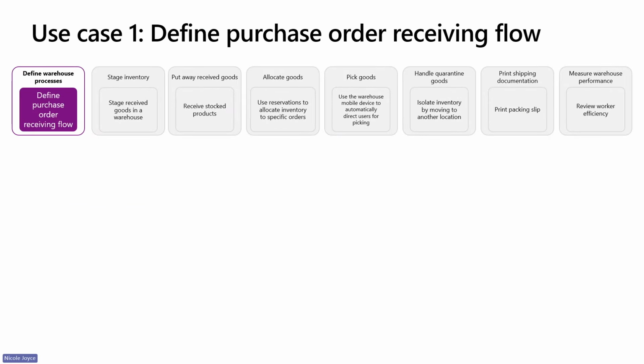So you'll see a slightly different graphic here on the use case slides. These are also moving us through our process, but they are showing the selected level 3 business process in the outer box. So that's, in this example, define warehouse processes. And then the inner box that is filled in shows the level 4 scenario. So here we have define purchase order receiving flow. And we will be moving through all of these similarly from left to right.